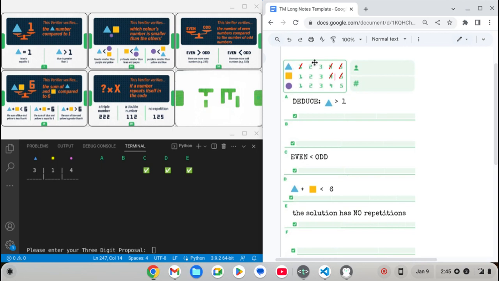Because it could be 3, 2, 1, or it could be 2, 3, 1. So let's go with 3, 2, 5. Okay. All right, so I guess we've sort of deduced A. So let's just test criteria card B and see if it's true that square should be the smallest.